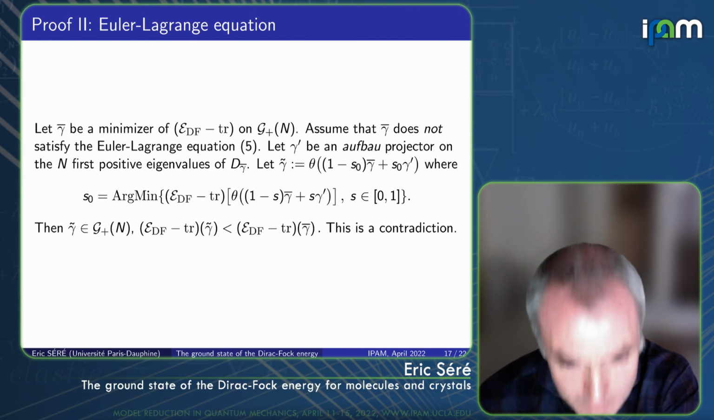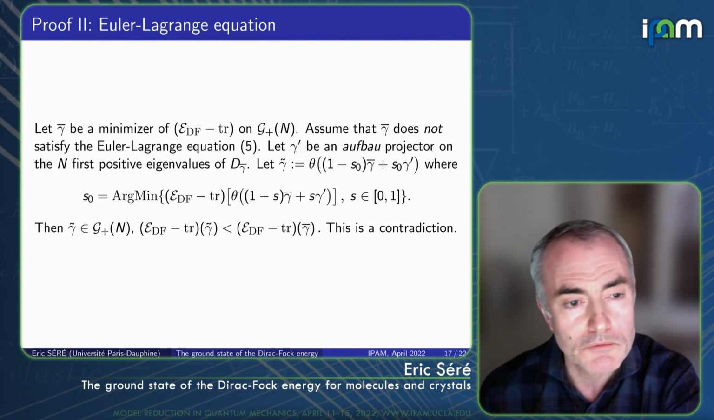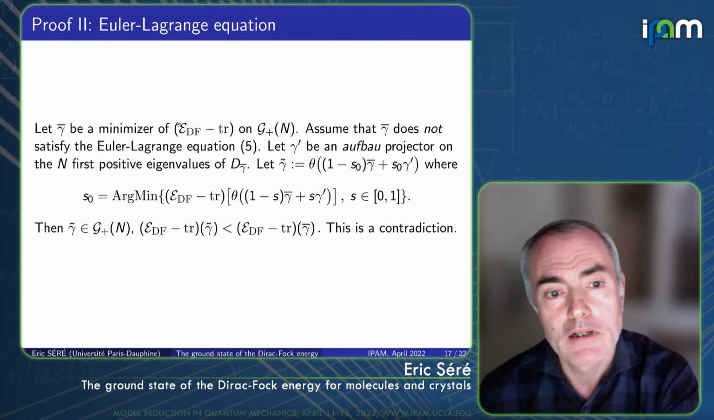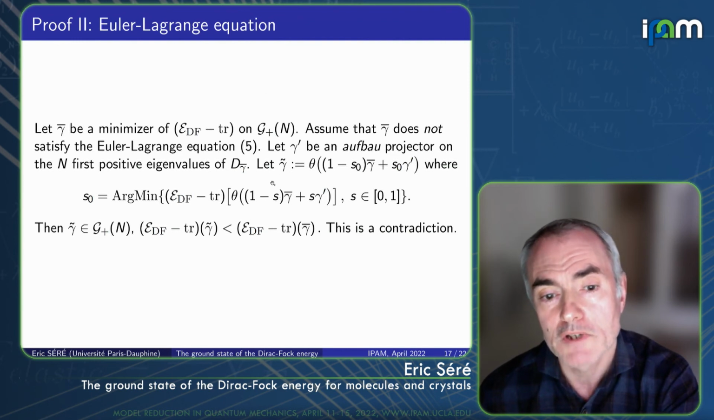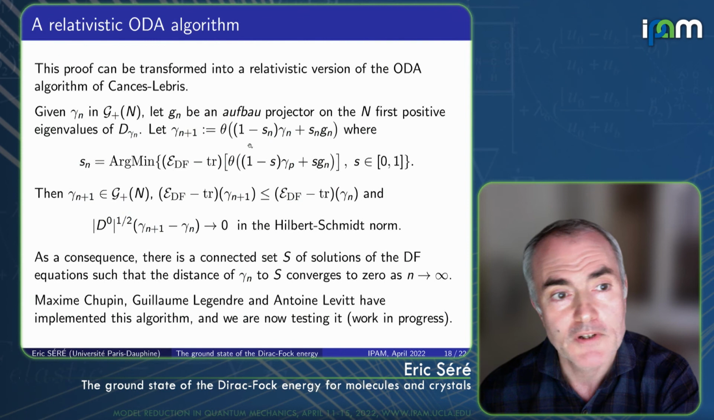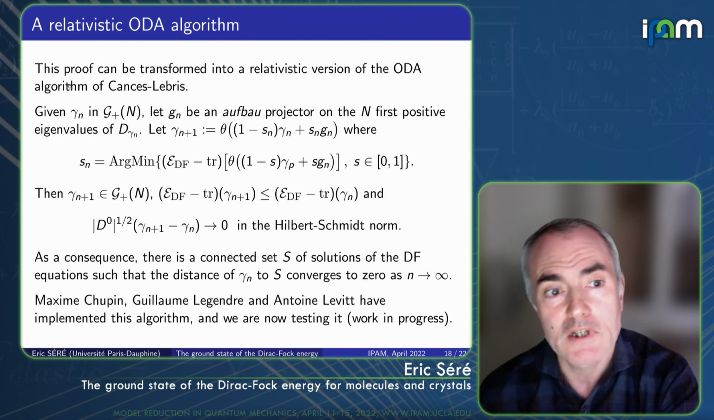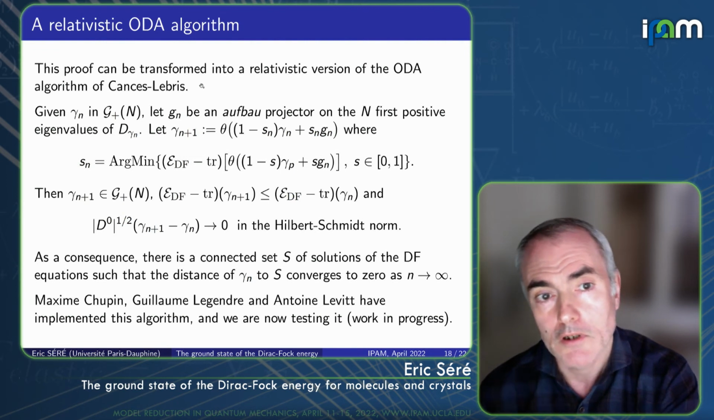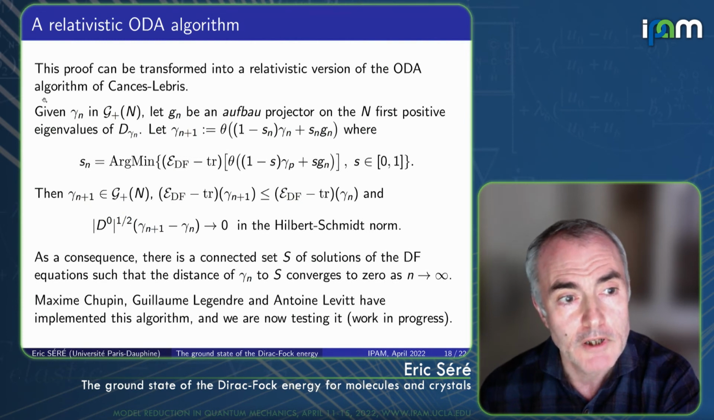Now, I think I'm almost done, but if I have 2 more minutes, I can explain that, in fact, this proof translates immediately into an algorithm. And this algorithm is just a relativistic version of the ODA algorithm of Cances-Lebris, which was introduced for non-relativistic Hartree-Fock. So the algorithm is very simple to describe.